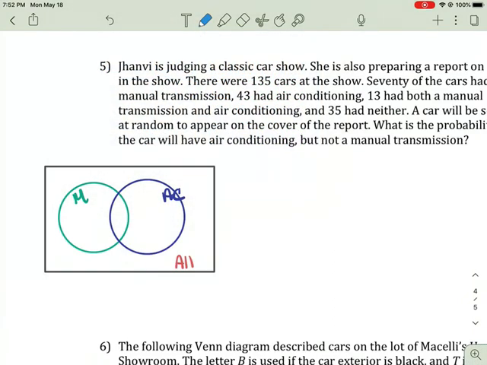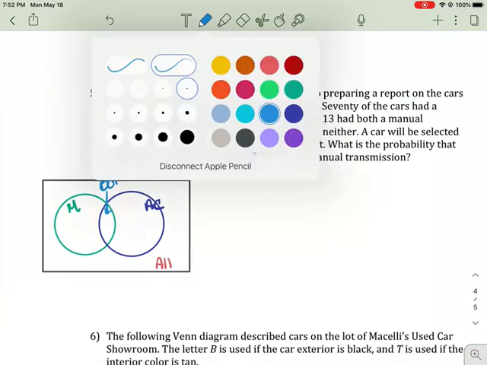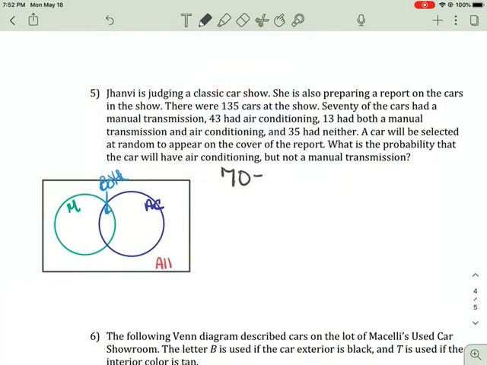In the center here is both manual and air conditioning. All right, so let's put some numbers in here. It says 70 had manual. So 70 was manual. And 43 had air conditioning, let's just call it AC. 13 had both.